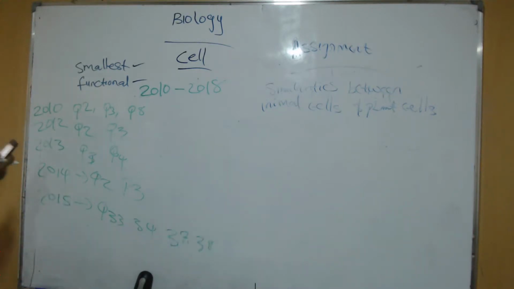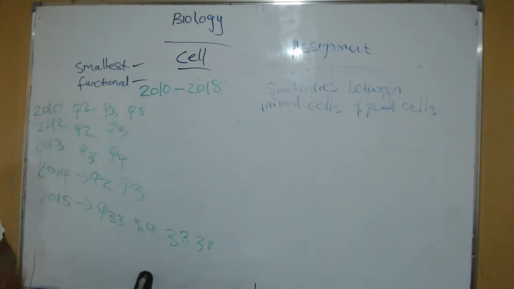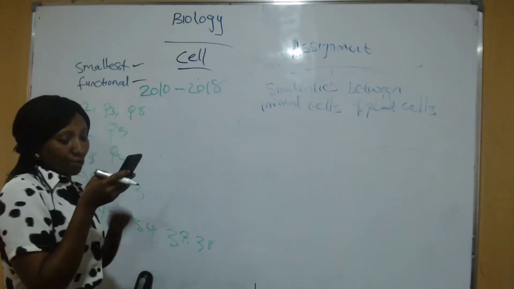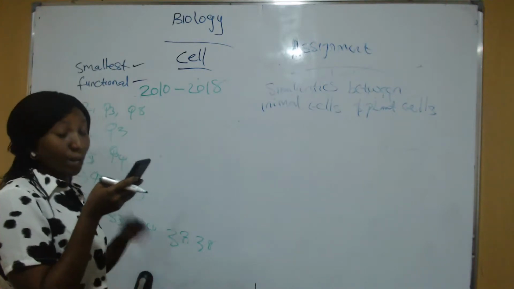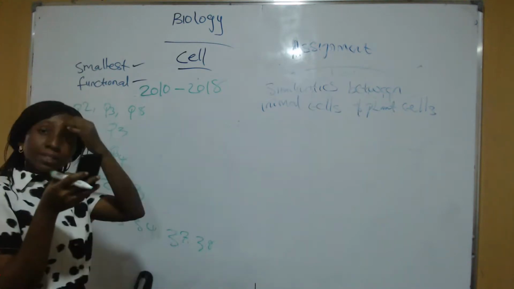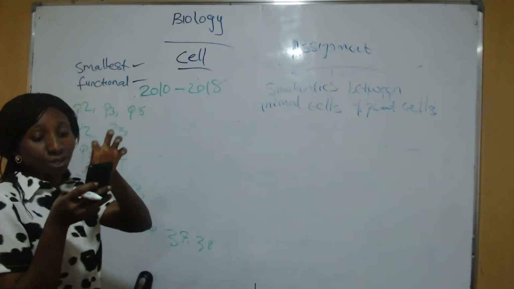In question 33, they gave the structure of a plant cell. They asked for the cell organelle solely responsible for respiration. You have the nucleus, the endoplasmic reticulum, and the mitochondrion. Mitochondrion is the answer. This is labeled. So it's only if you know your cell structure that you can be able to answer it.